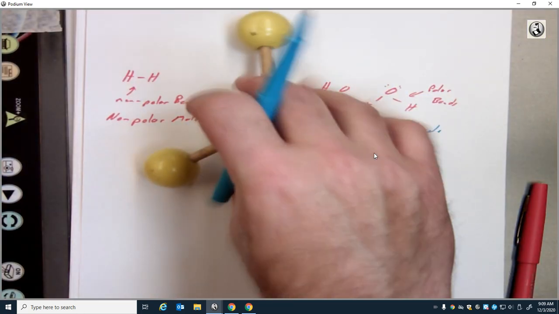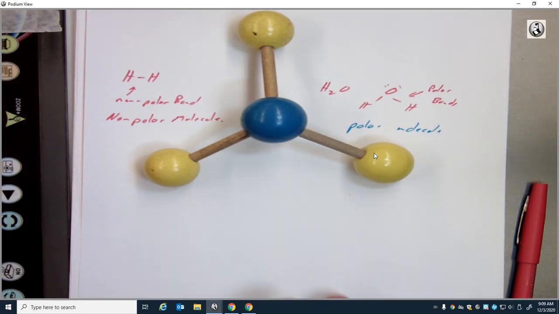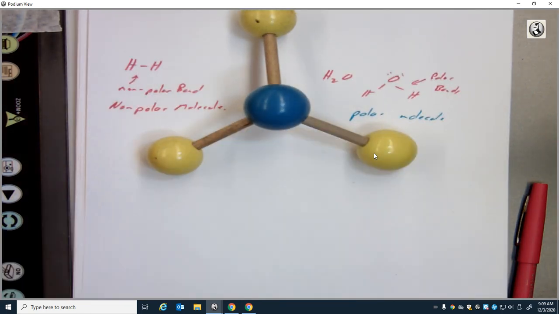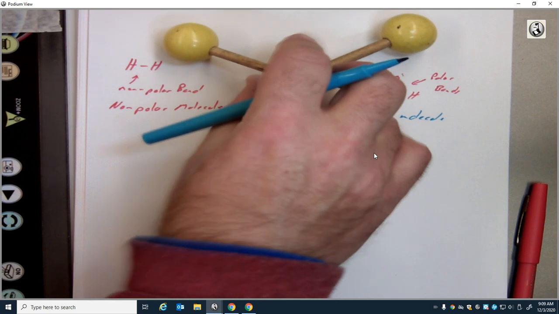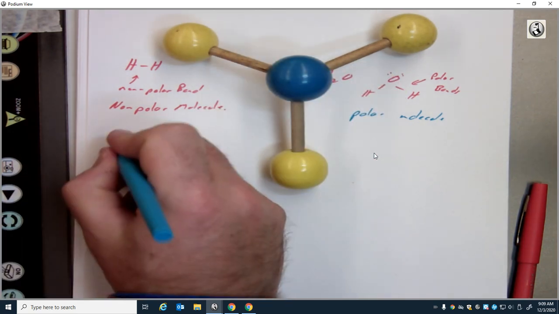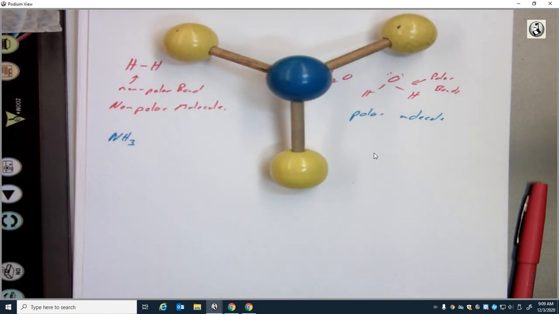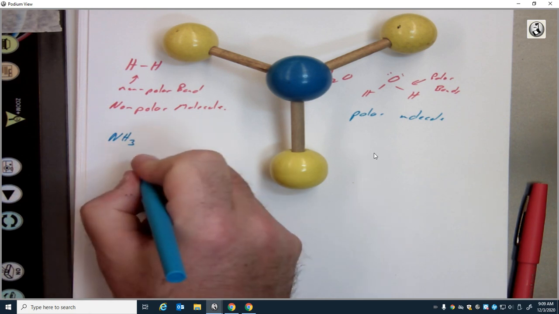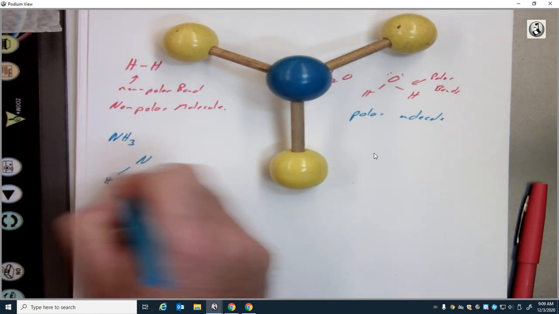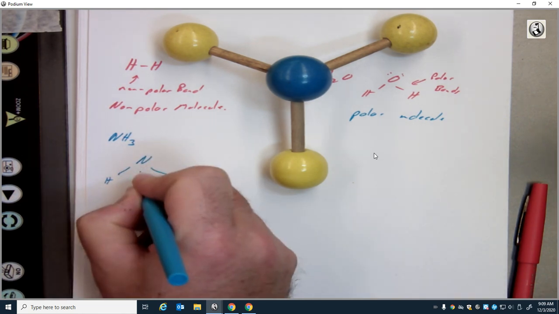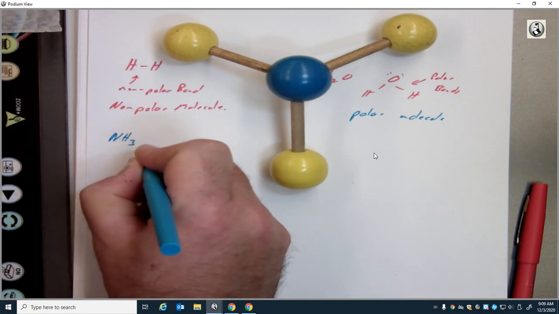All right, let's look at ammonia, NH3. So NH3 looks like this.